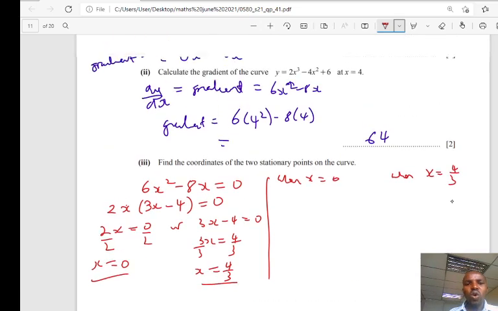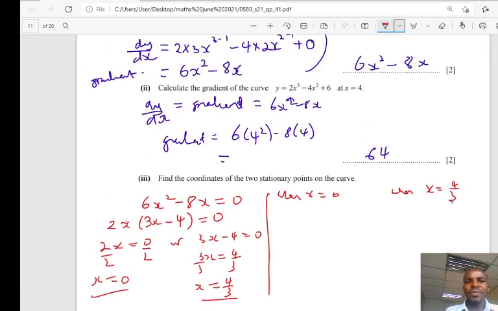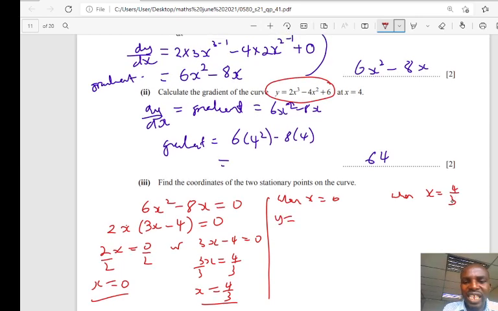You find your original equation of the curve. It's this one, the original equation of the curve, still the one up there. So y will be equal to, where there is x, you put 0. 0 cubed minus 4 times 0 squared plus 6, which is 0, 0, then it will be 6 here. So the coordinate will be x 0, y 6.